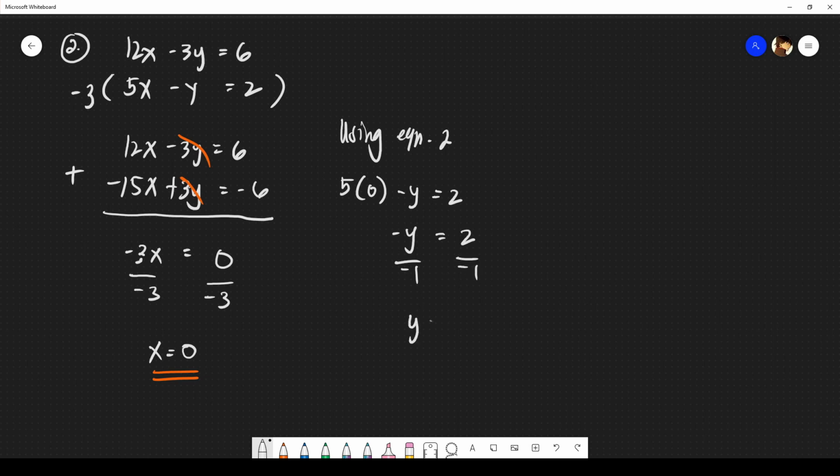So therefore, y is equal to negative 2. Therefore, your final answer would be 0, negative 2. Okay? So that's how you evaluate systems of linear equations using elimination.